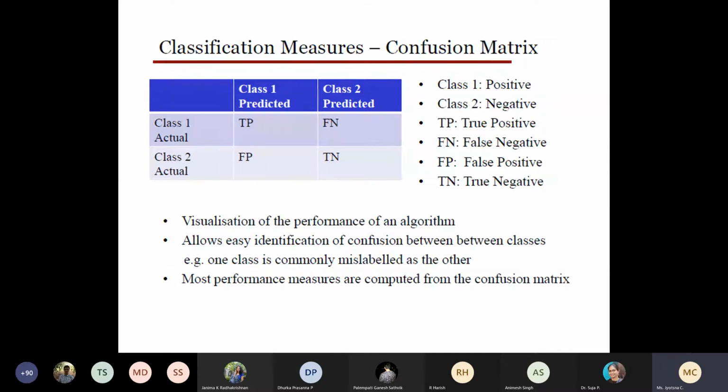What are the other classifications? What will be a false negative in the case of spam mail? Tell me. A false negative is when the mail is actually spam, but it is predicted as not spam, as the other one. So which is severe in that case, false negative or false positive?